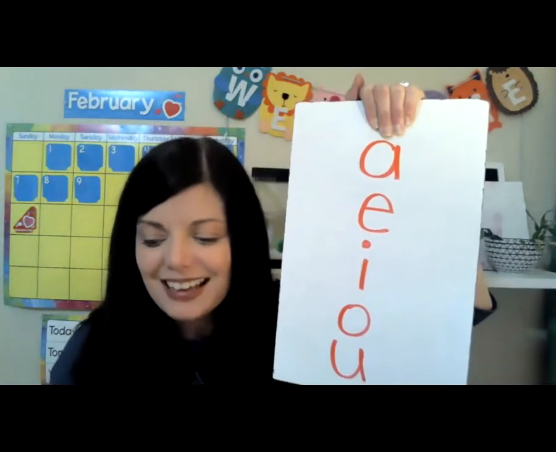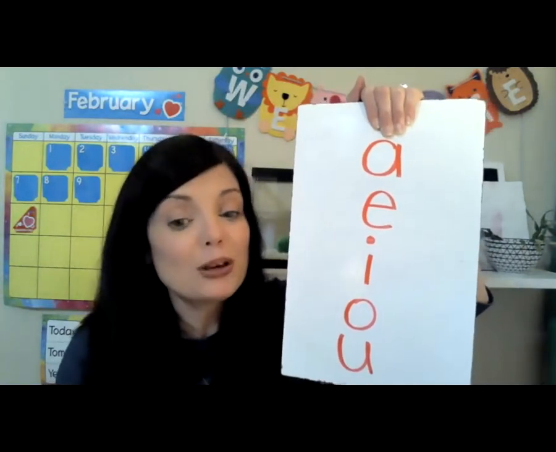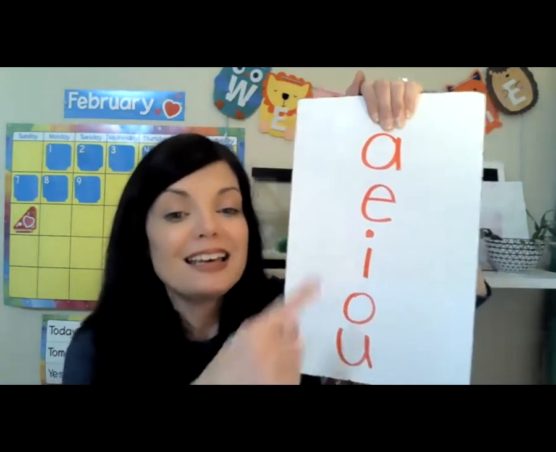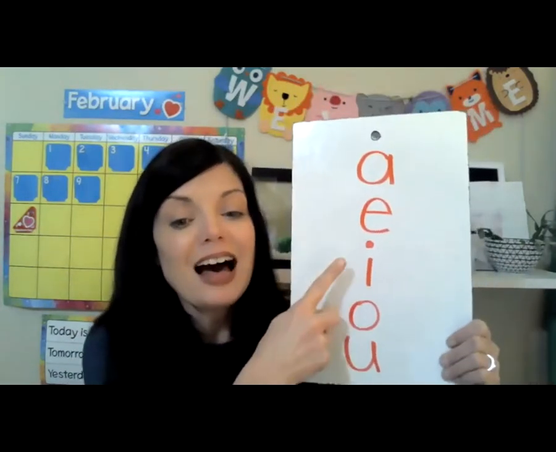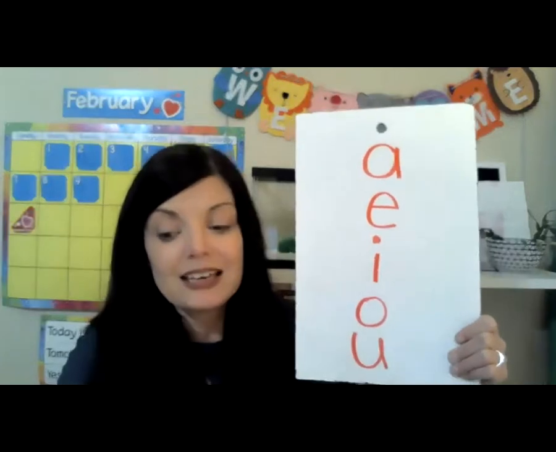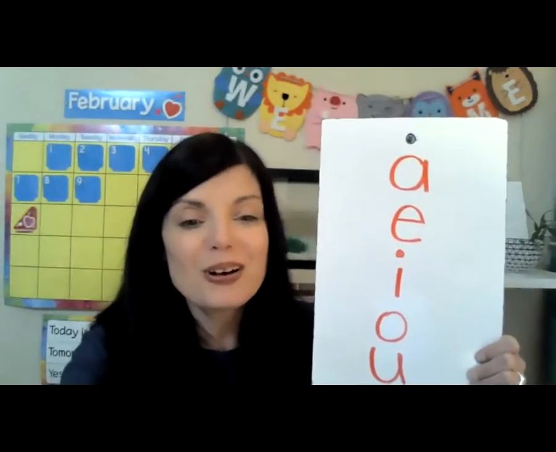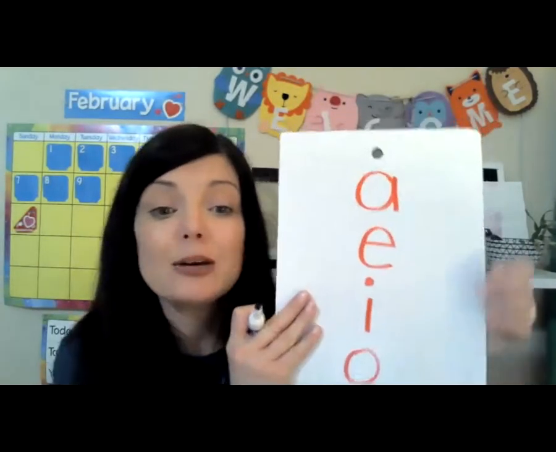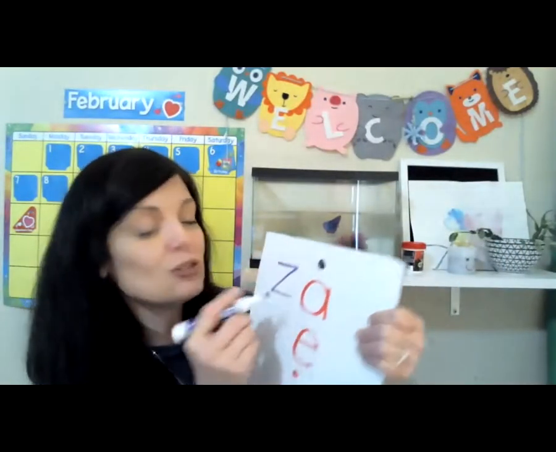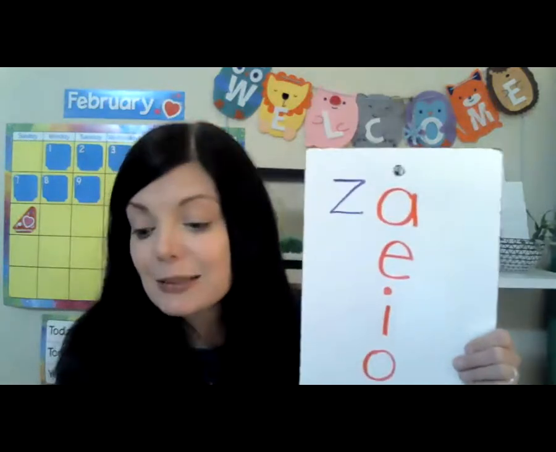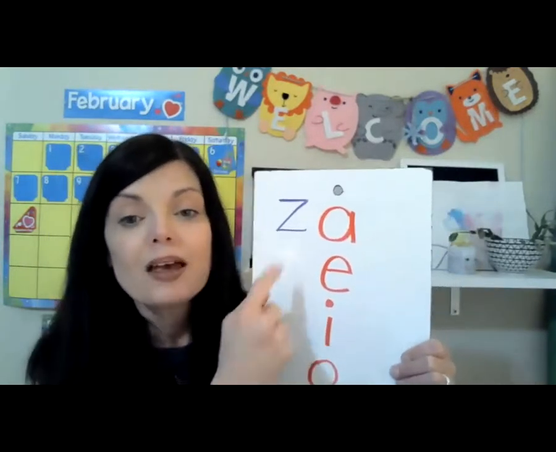The vowels are A, E, I, O, U, A, E, I, O, U, A, E, I, O, U. These are the vowels. Well, let's put the letter Z with each of these vowels and do some blending. Did you know that's what reading is? Reading is just blending together letter sounds. So we start with Z.